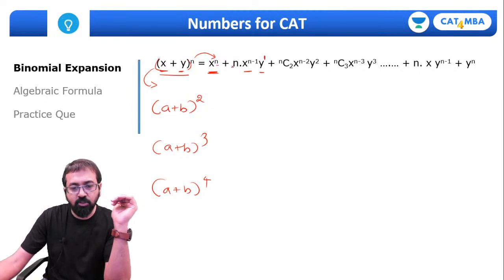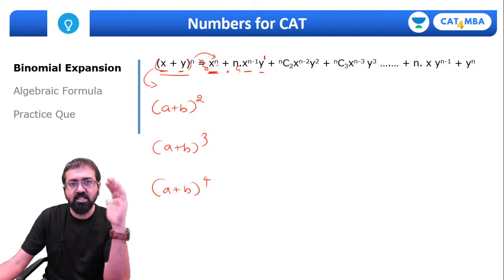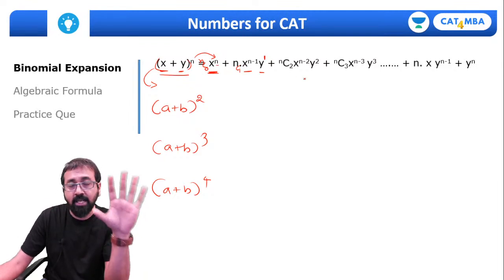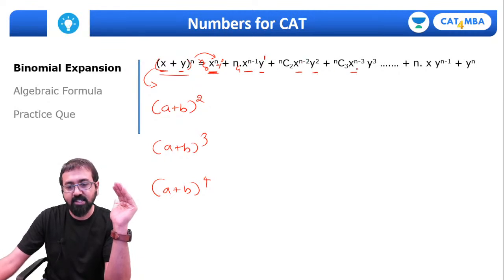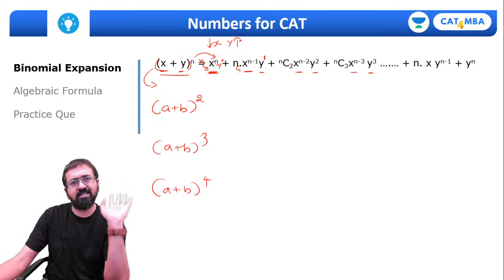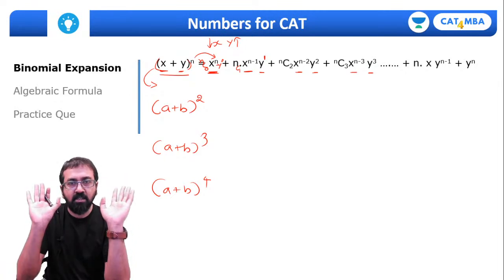The third term, forget about this nC2 and all these things. This is nC1. This is nC0. If you want, you can write it this way. So forget about this nC0, nC1 and so on and so forth. We are not looking at the coefficients right now. Just look at the variable. So first term has x raised to n, I can say y raised to 0. Second term has x raised to n minus 1, y raised to 1. Third term has x raised to n minus 2, y raised to 2. Then x raised to n minus 3, y raised to 3. So if you observe, the power of x is reducing and the power of y is increasing. As simple as that. Can you remember this pattern?